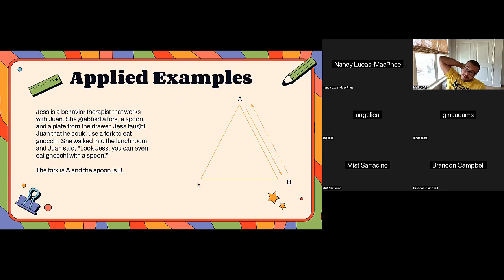Jess is a behavior therapist that works with Juan. She grabbed a fork, a spoon, and a plate from the drawer. Jess taught Juan that he could use a fork to eat gnocchi. You say gnocchi or gnocchi? I say gnocchi, but when I don't know. Anyways, off topic. To eat gnocchi. She walked in from the lunchroom and Juan said, "Look, Jess, you can even eat gnocchi with a spoon."